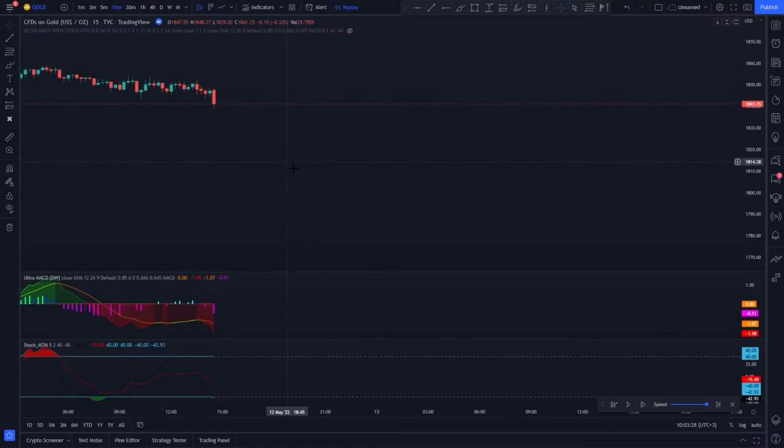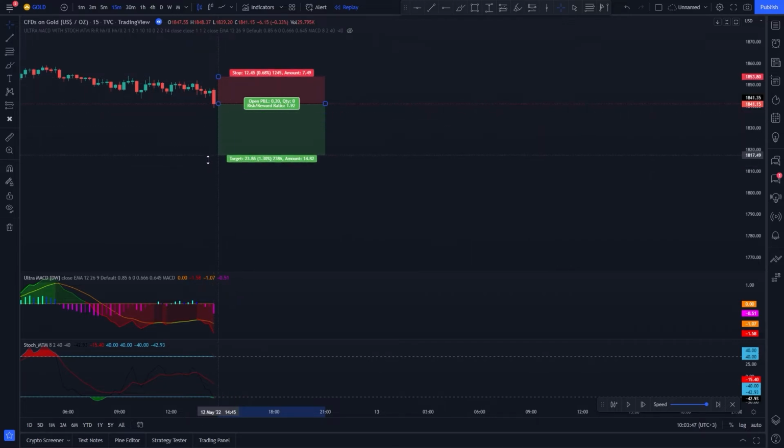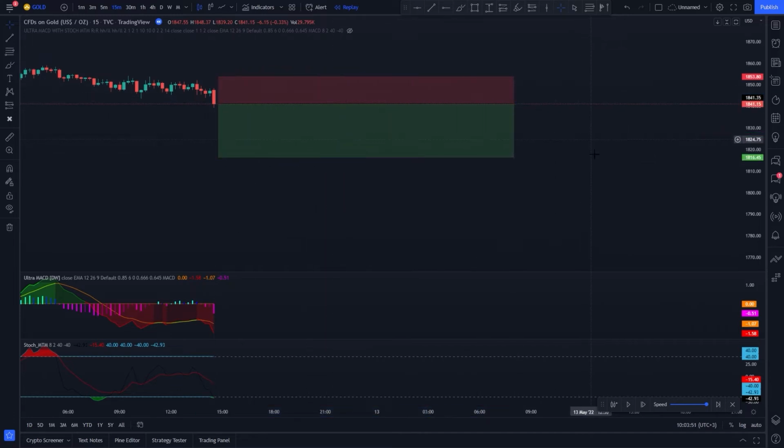For a short signal to be valid, the stochastic momentum indicator must give us signals of oversold, and the market must form a bearish candle. The Ultra MACD indicator should be below the zero level and red in color. Then we can go ahead and take a short position. Our stop loss must be above the recent higher high, and the risk to reward ratio will be 2.